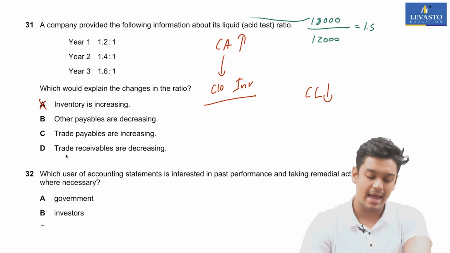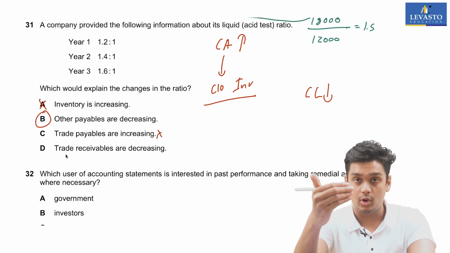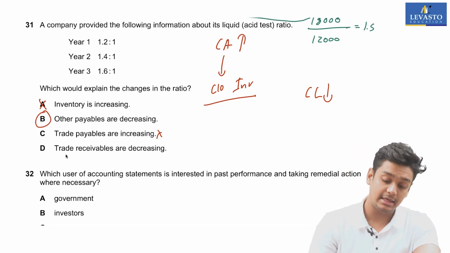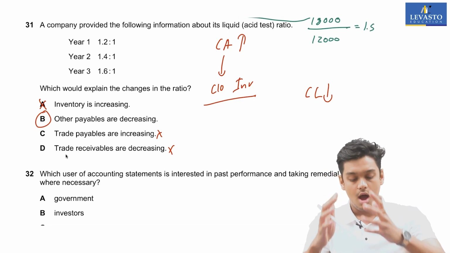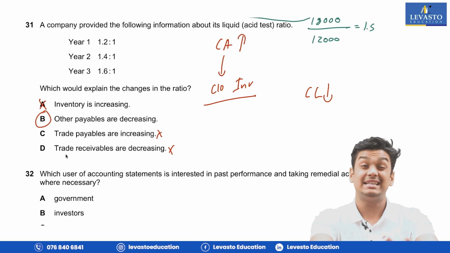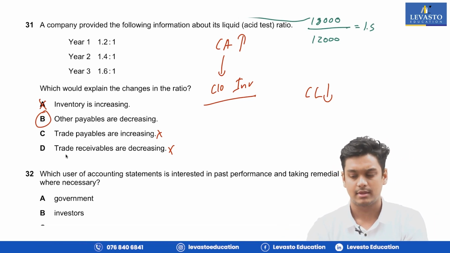What about C and D? Trade payable increasing. Nope. Trade payable is supposed to fall. Trade receivable decreasing. No. Trade receivable is supposed to increase. So I am just explaining you. This scenario is resulted either due to increase in current asset excluding inventory or fall in current liability. That's it.